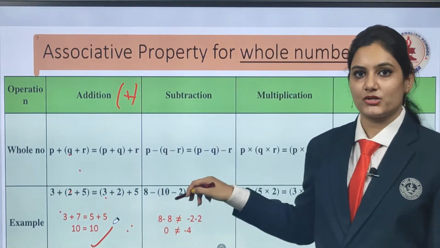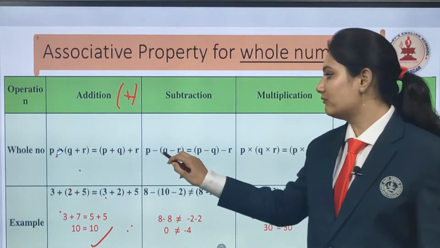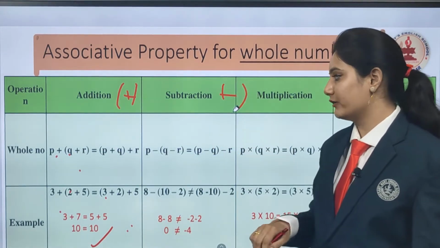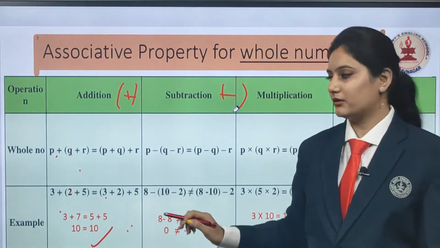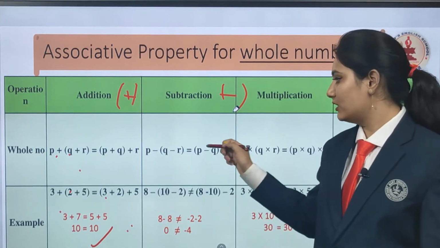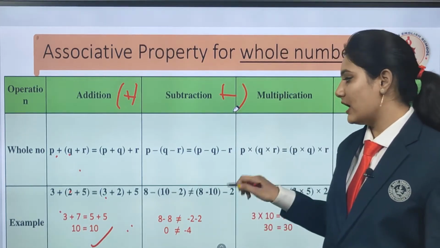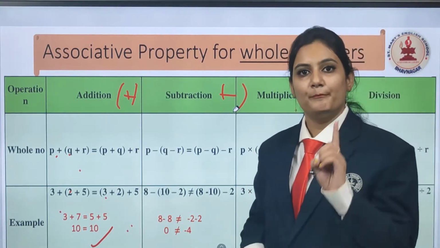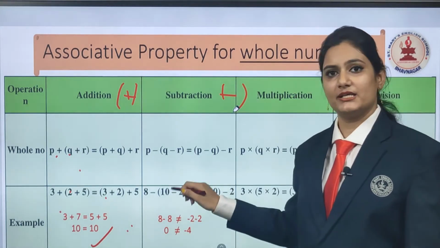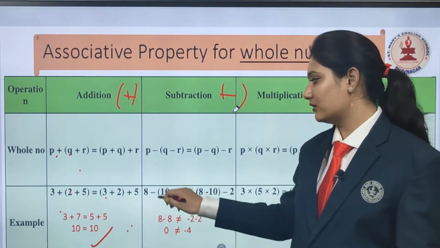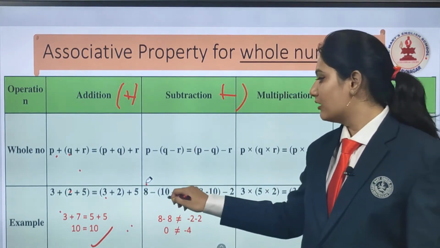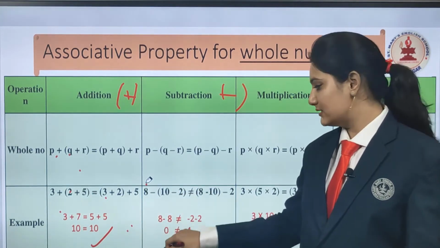Now moving to the subtraction. Instead of the plus sign, everywhere we have kept the negative sign. So subtraction has the sign as negative. P here is 8, Q here is 10, and R we have taken as 2. Same way here P is 8, Q is 10, R is 2. First we will solve the bracket, okay. In the bracket it is Q minus R, that is 10 minus 2. What is the answer? It is 8. First 8 we will keep as it is, then the subtraction sign, then the solved term of the bracket. 8 minus 8, answer is 0.